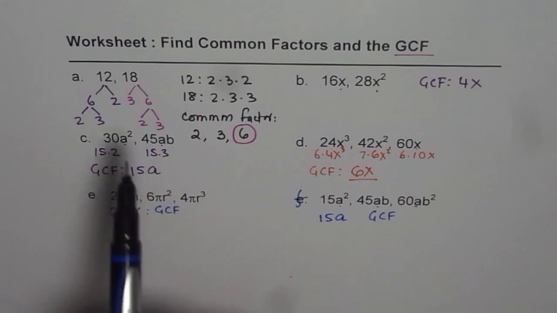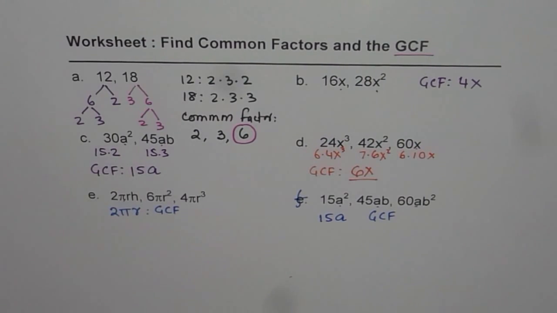Follow the process like I've shown in part A to list out all the common factors, right? And then multiply the common factors to get the highest or the greatest common factor. So that way you should get all the correct answers.